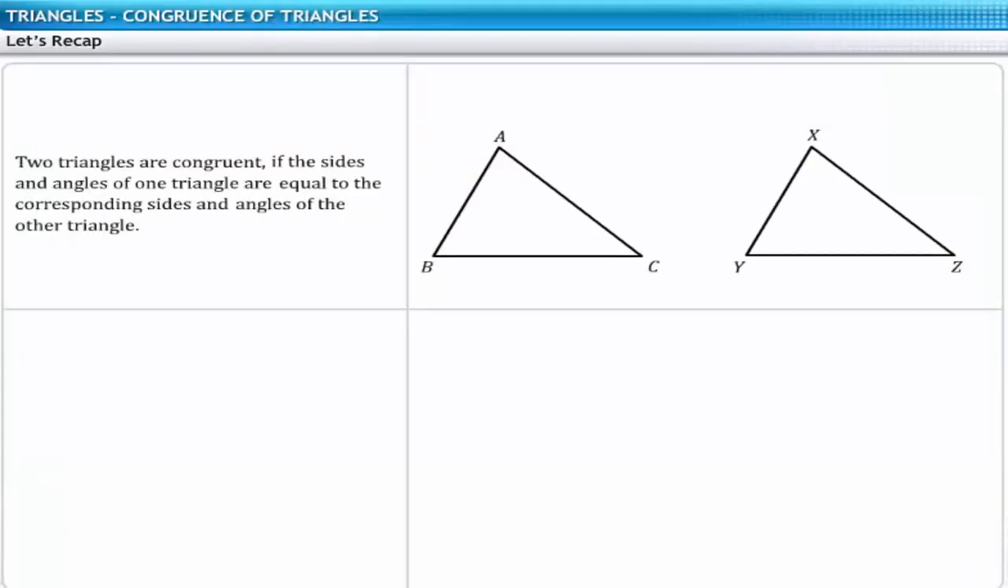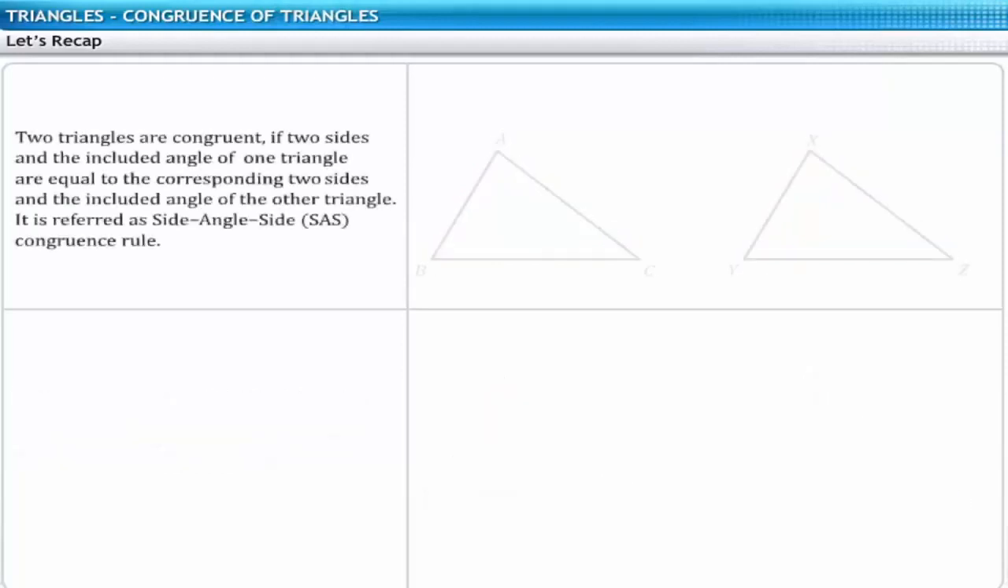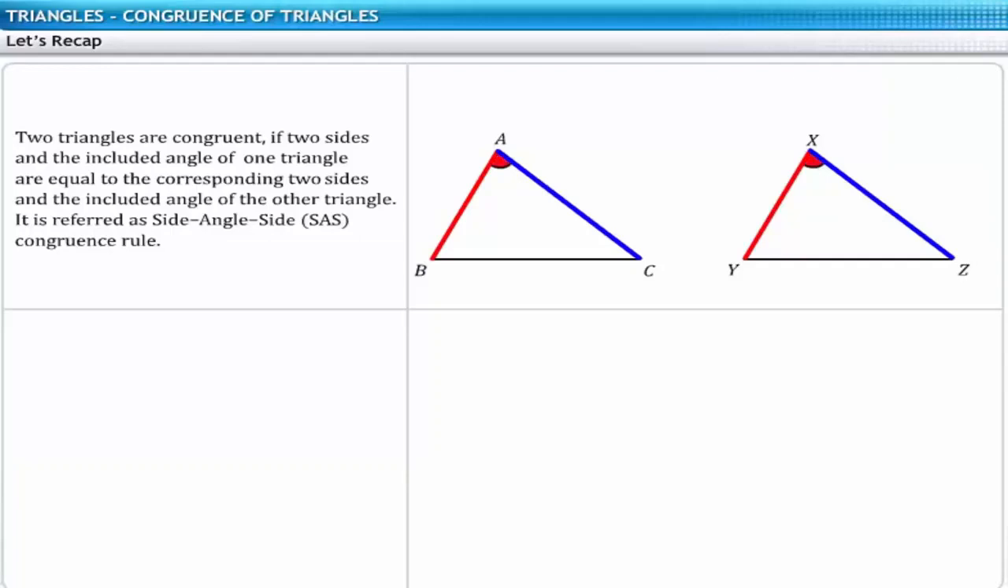Let's recap. Two triangles are congruent if the sides and angles of one triangle are equal to the corresponding sides and angles of the other triangle. There is a one-to-one correspondence between the vertices of two congruent triangles, ABC and XYZ, such that A corresponds to X, B to Y, and C to Z. Two triangles are congruent if two sides and the included angle of one triangle are equal to the corresponding two sides and the included angle of the other triangle. It is referred to as side-angle-side or SAS congruence rule.